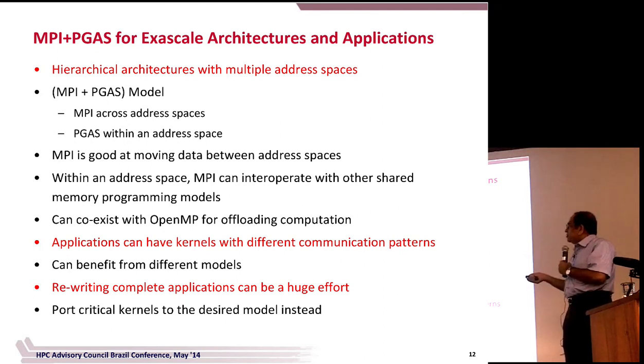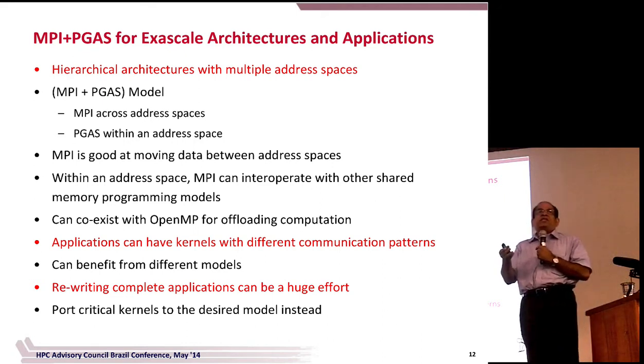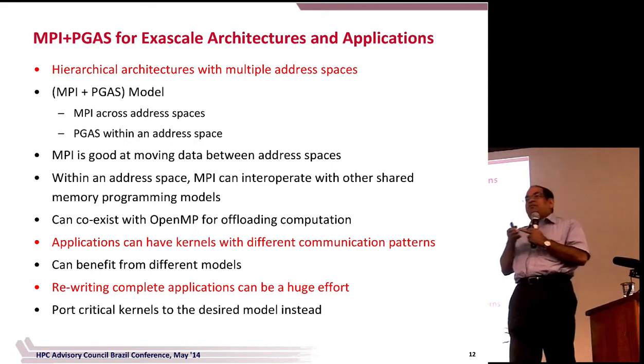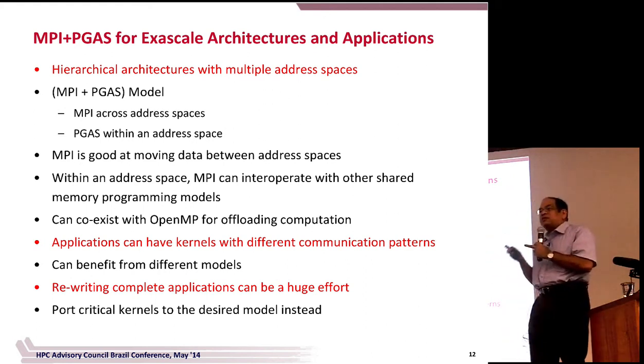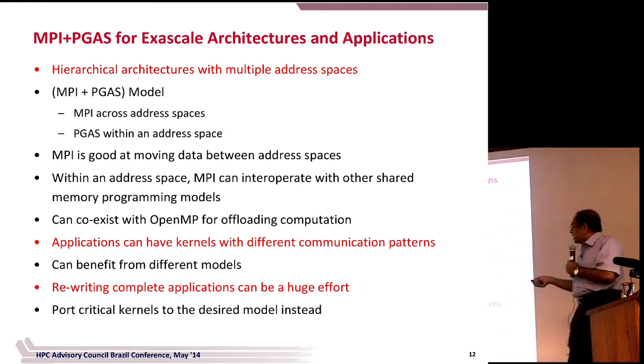Okay. So the idea is that MPI has been good at moving data between address spaces, but within an address space, MPI can interoperate with other shared memory programming models, and these can also coexist with OpenMP. Like people write MPI plus OpenMP applications. Through OpenMP primitives, you can actually offload the computation or use multiple threads. So all these things can coexist. And if your applications have different kernels with different communication patterns, you can try to mix and match. That is the kind of goal people are aiming for.